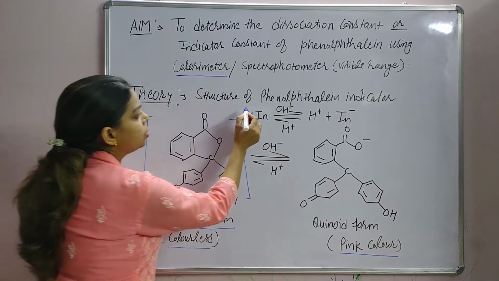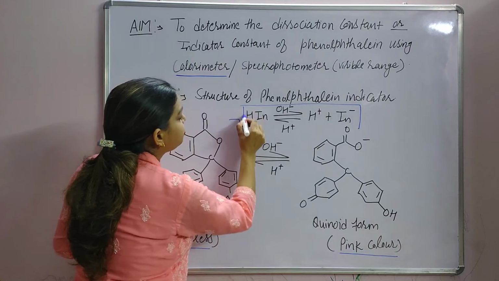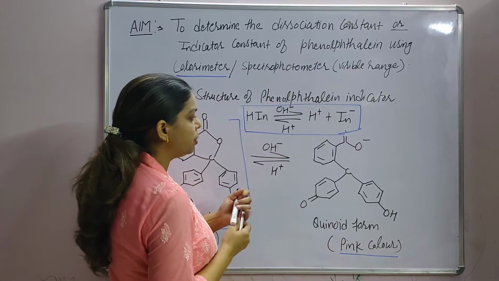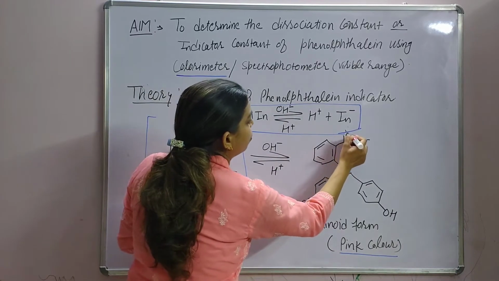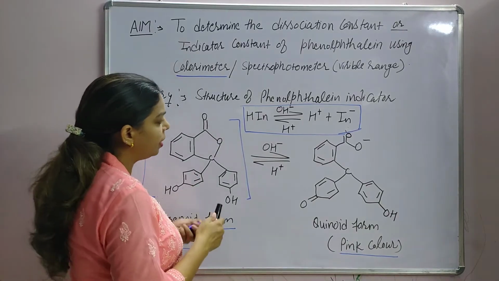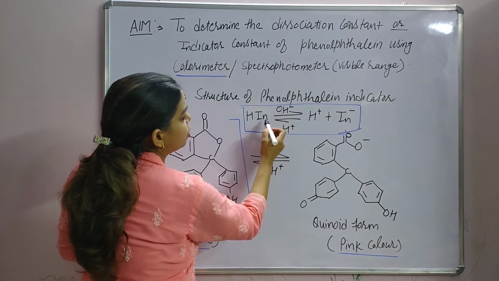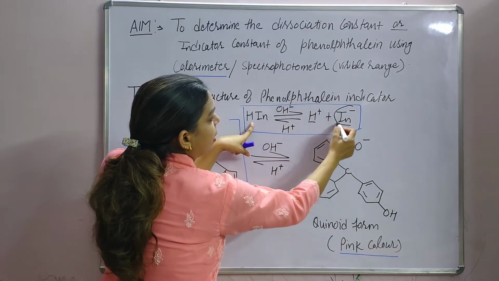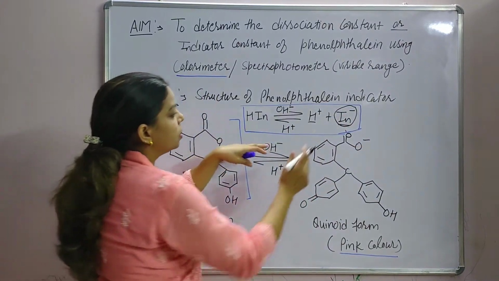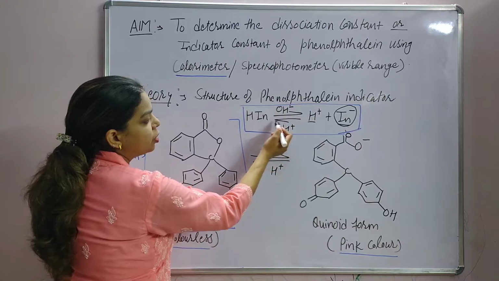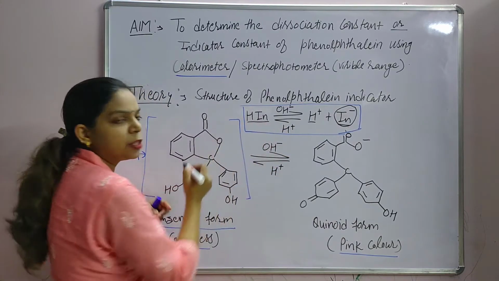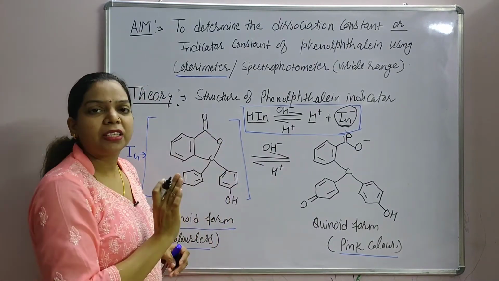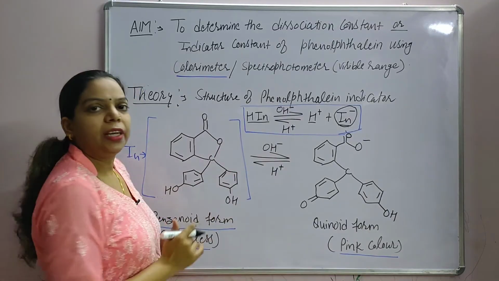All right, now this is the simple form I have written for this reaction. We can clearly see in the presence of base, it gets ionized into H positive and In negative, and this ion is pink in color. And in the presence of acid, the reaction goes backward and this form is formed, which is colorless in nature. So that is why only in the presence of base this phenolphthalein gets ionized.